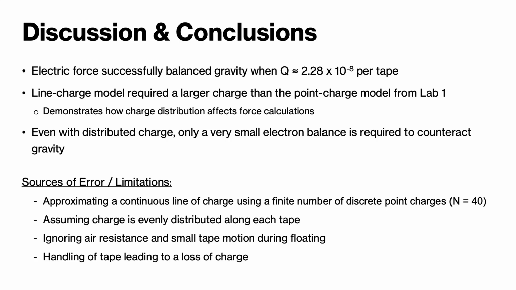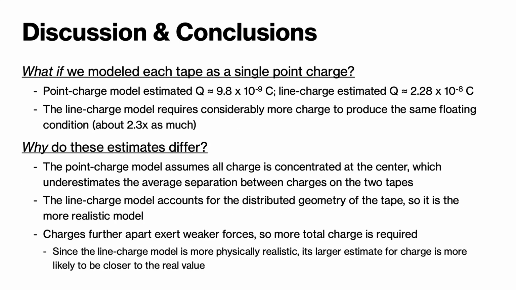Now, possible sources of error include approximating a continuous charge using only 40 discrete charges, assuming the charge is evenly distributed, ignoring air resistance, and possible charge loss due to handling or things like humidity. If each tape had been modeled as a single point charge, the estimated charge would have been much smaller at about 9.8 times 10 to the negative 9 coulombs, as we saw in Lab 1. The line charge model requires about 2.3 times more charge to produce the same floating condition.